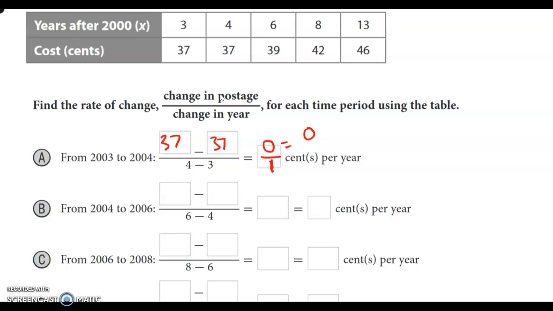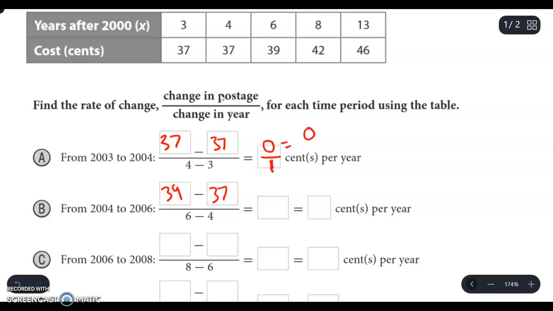Alright, next we're going to do between 2004 and 2006. So let's plug in the cent here, and the cent for 2006 is 39 minus 37. So 39 minus 37 is going to get us 2 cents for every 6 minus 4, 2 years. And then 2 divided by 2 is 1. So it changes 1 cent per year.